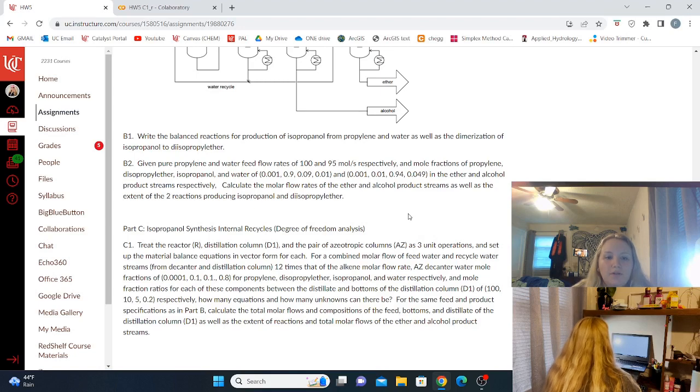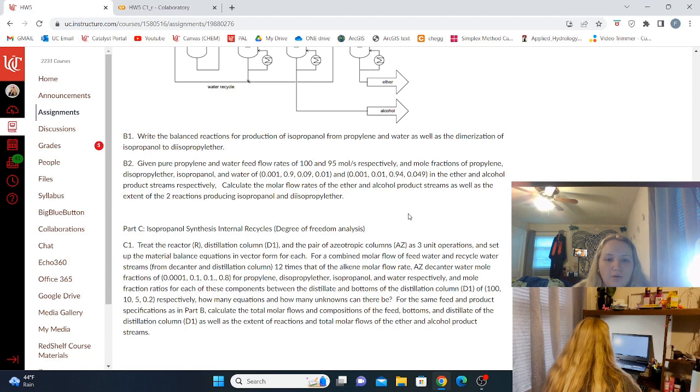In this video, we're going to treat the reactor R, the distillation column D1, and the pair of azeotropic columns AZ as three unit operations and set up the material balance equations in vector form for each. For a combined molar flow rate of feed water and recycle water streams for the decanter and distillation column, 12 times that of the alkene molar flow rate.